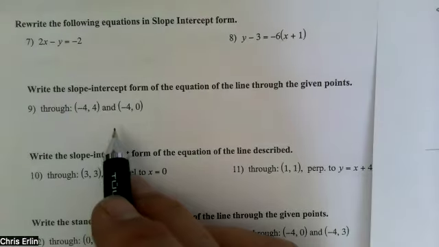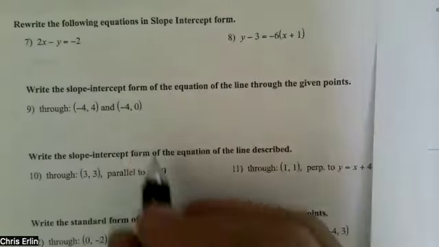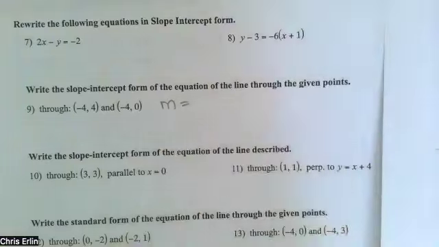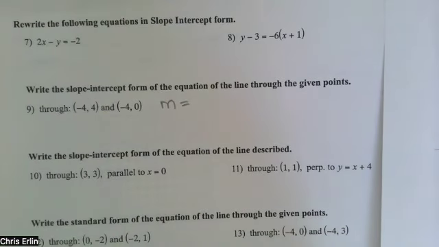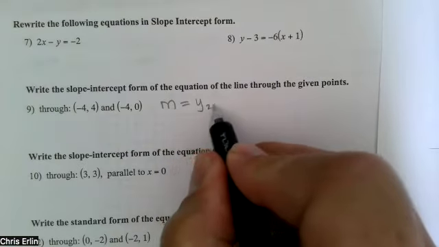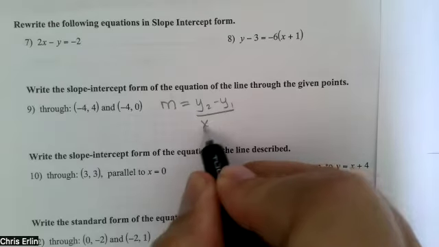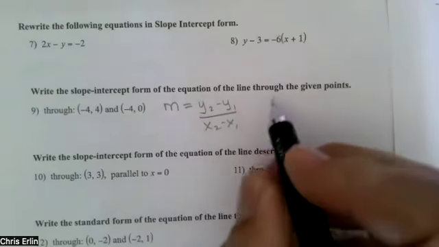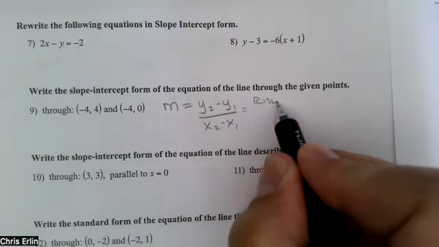If you're given 2 points like this, you can find the slope. How do we find slope? Remember the equation? y2 minus y1 over x2 minus x1. You might remember it as rise over run.